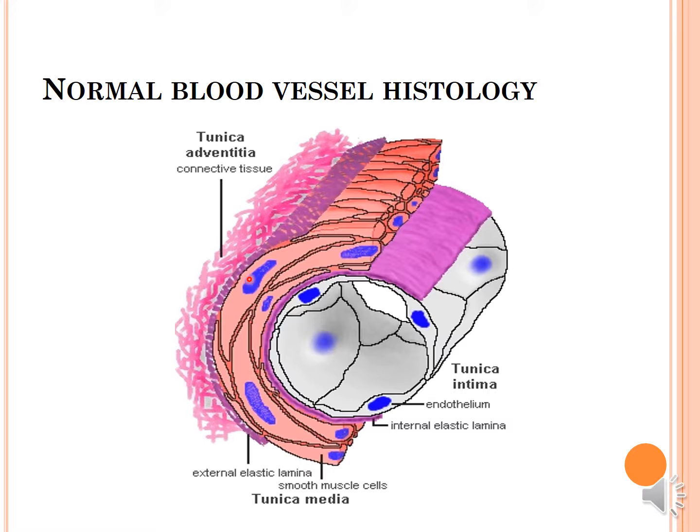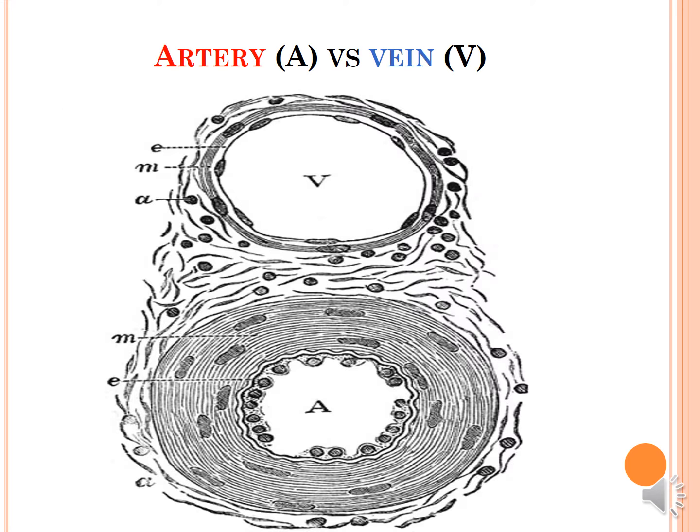The third layer is called tunica adventitia. It's a connective tissue layer that surrounds and supports the blood vessel from outside. It also contains small-sized blood vessels that are called vasa vasorum and small nerves called nervi vasorum, which give blood supply and nerve supply to the wall of the blood vessel. All types of blood vessels will contain the same three layers.